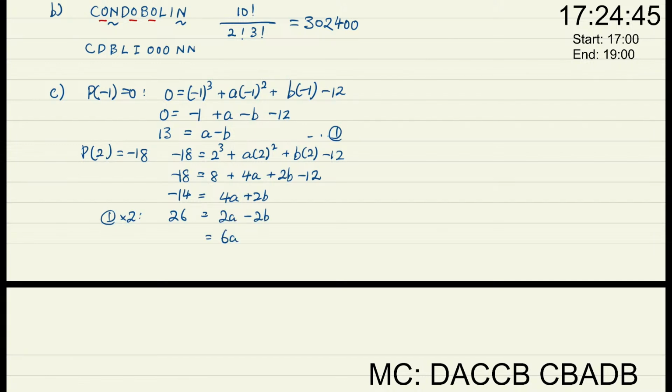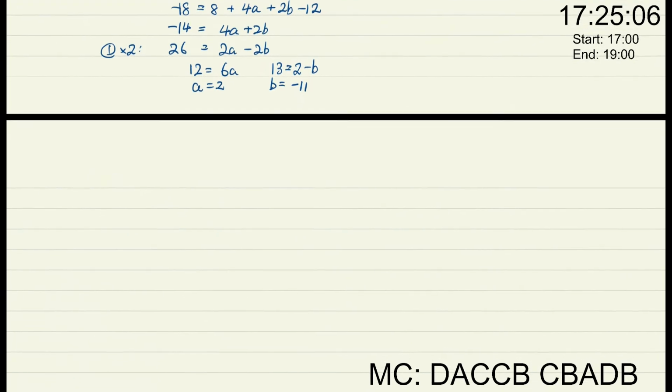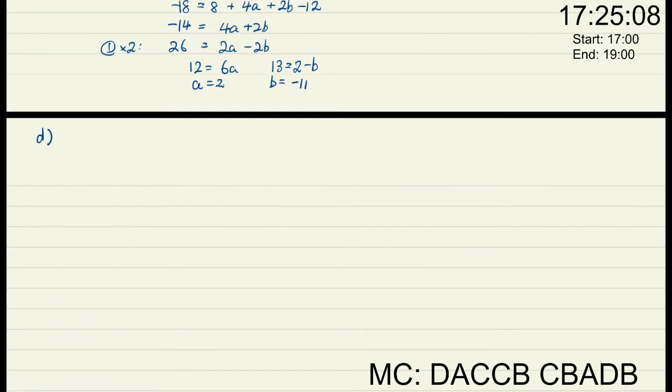6a equals 12. That looks promising. So that makes a equals 2 and b equals 11. No, let's not stuff around here. 2 minus b makes negative 11. Okay, they only wanted us to find a and b, so that's it. Part D.